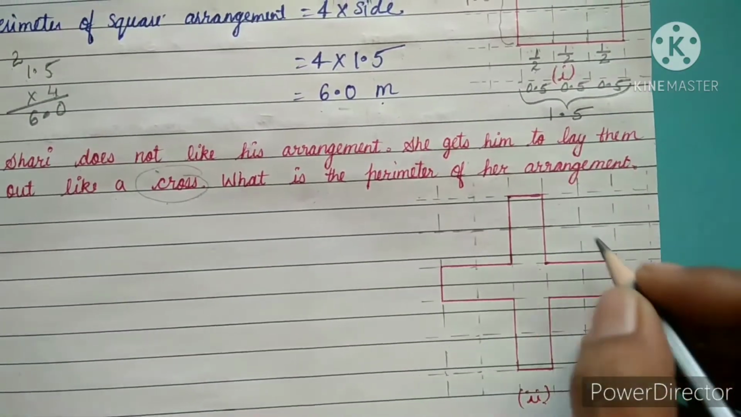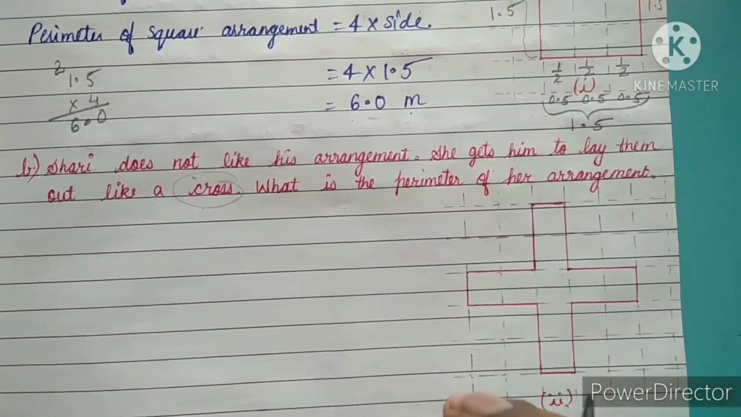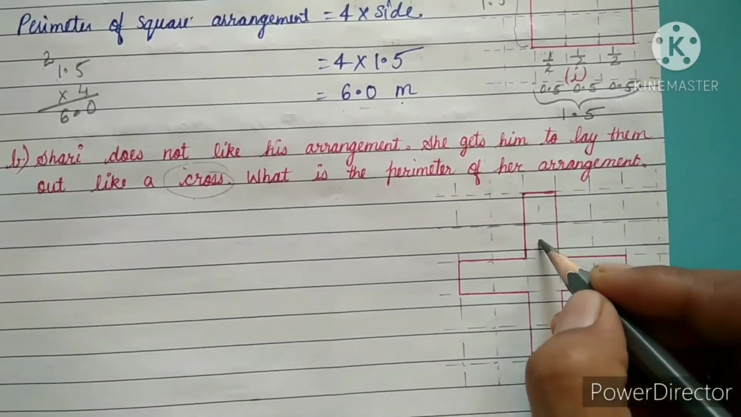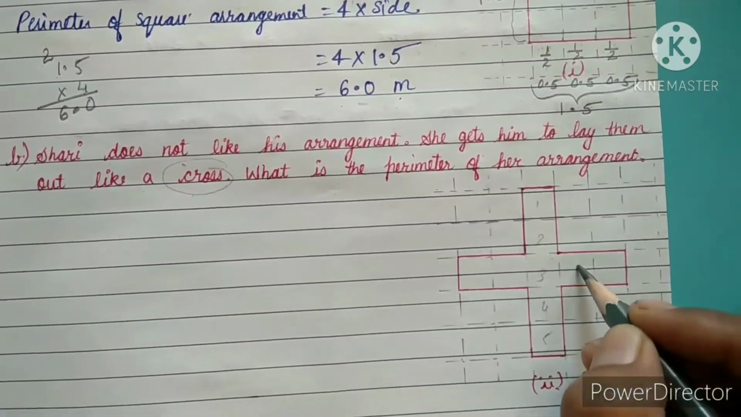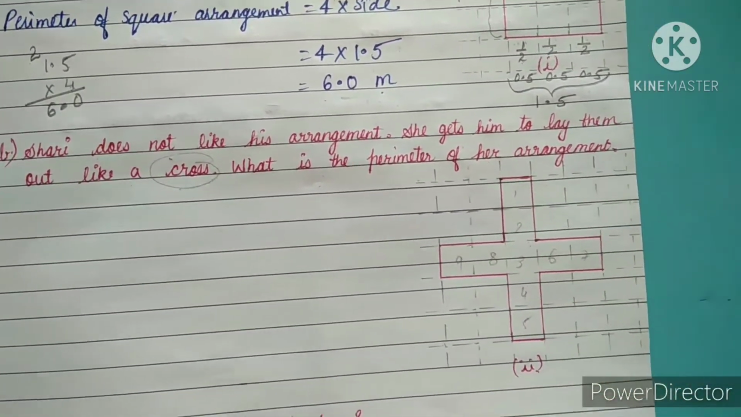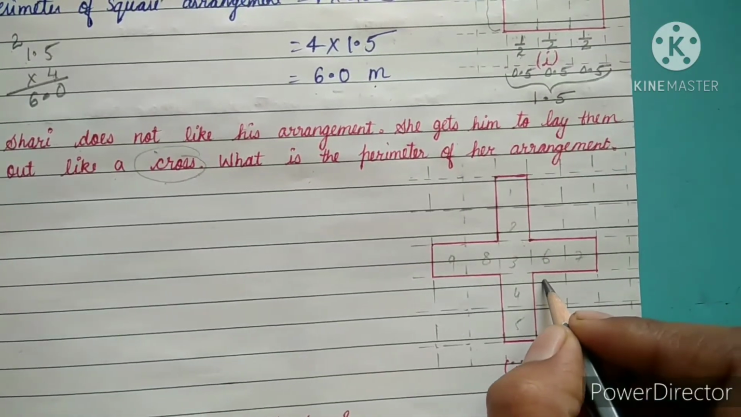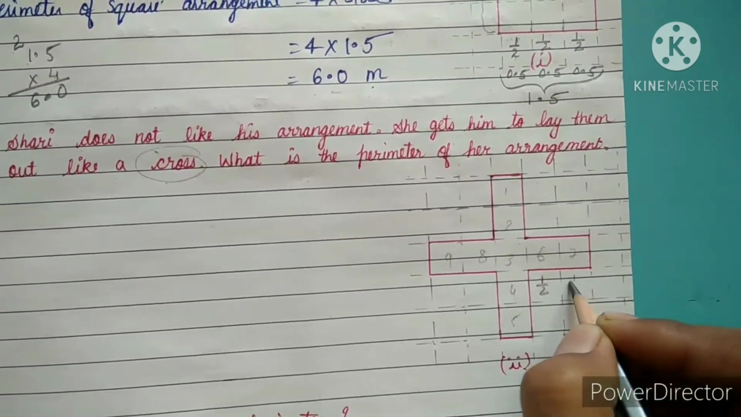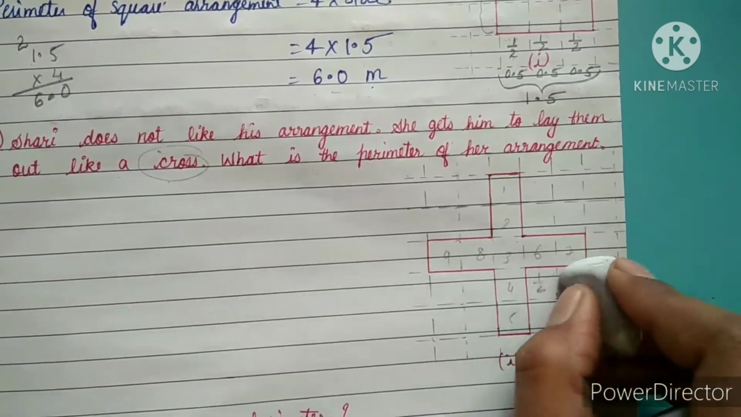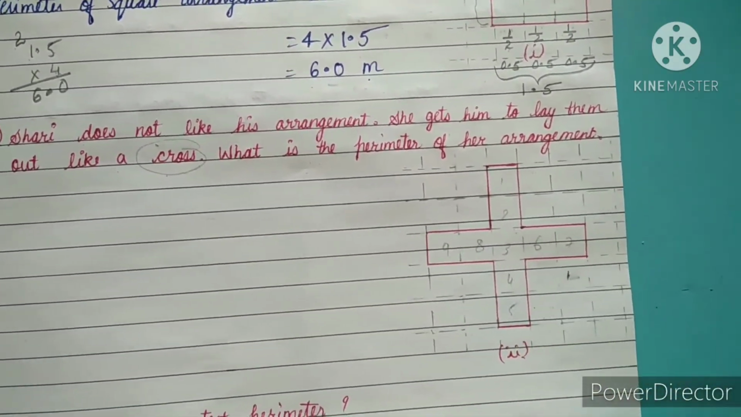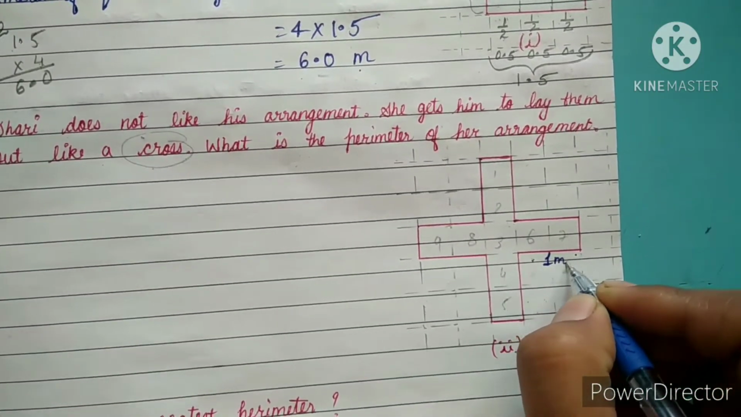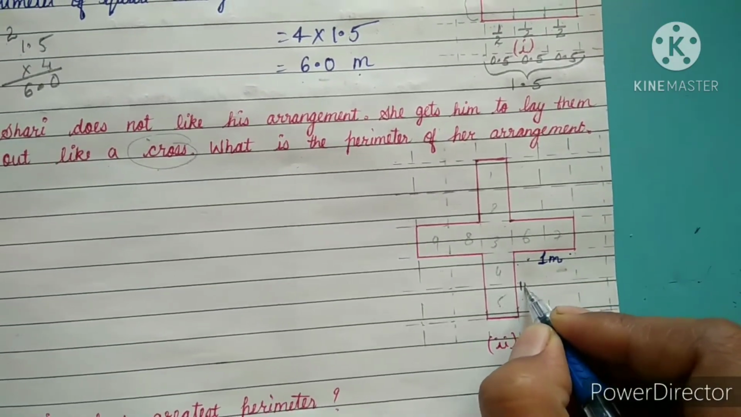So this is the cross-shaped figure that she formed using the 9 slabs. Firstly, count: is it 9? 1, 2, 3, 4, 5, 6, 7, 8, 9. Yes, they are all 9. Here is half and here is half, half and half gives us 1. So half and half is 1, so this is 1 meter. This is half and half, 1 meter.